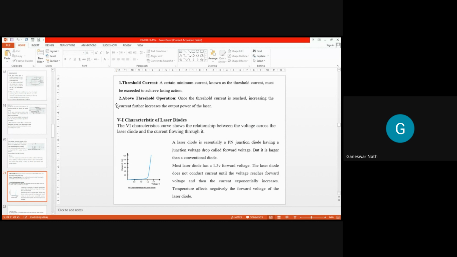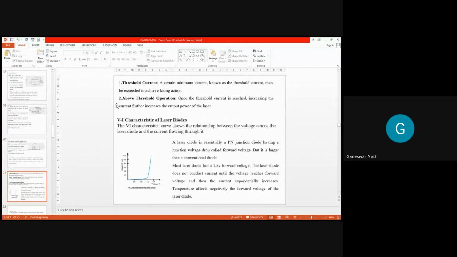Similarly, for above-threshold operation, once the threshold current is reached, increasing the current further increases the output power of the laser. Once the threshold conditions are obtained, we don't need to increase the current further, because once the threshold current is achieved, all the electrons become free, and these free electrons now achieve the high current.